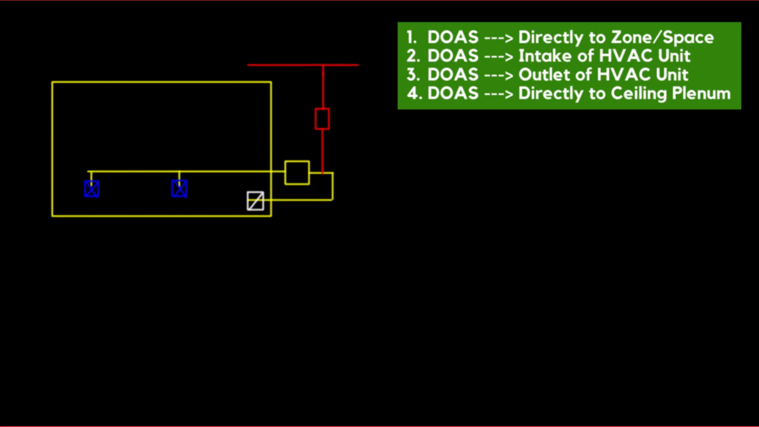Okay, so let's go in here and find out. I'm going to put this in pink. So now we're talking about number 2. This is the configuration. DOAS is in charge of the outside air, and now we're going to tap directly to the intake of the HVAC unit. Usually this is because we want to save space in the building, or ductwork, or sometimes there's no space in the room.